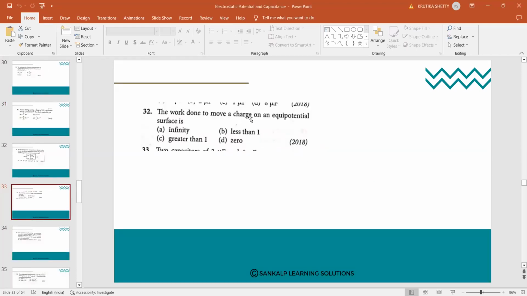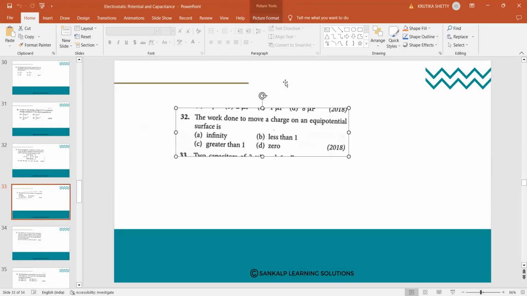The work done to move a charge on an equipotential surface is. So they asked how much work is done on an equipotential surface. So let us calculate what is the work done for the equipotential surface. So that is infinity, less than 1, greater than 1, or it is 0. Actually, we will study this in the theory part. Anybody knows? So Sangeeta is giving answer option D. Yes, Priyanka, Jyoti, others, Manikanta.